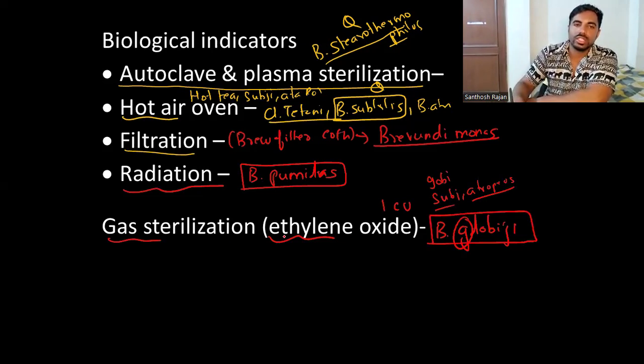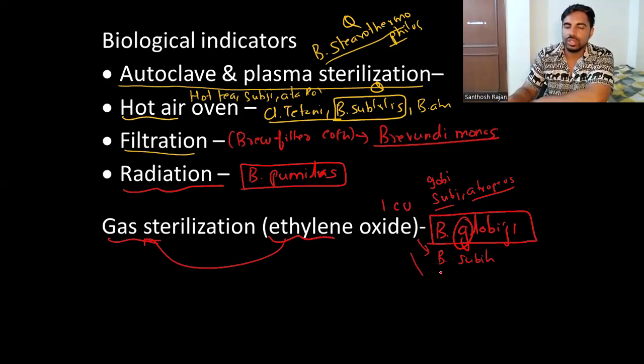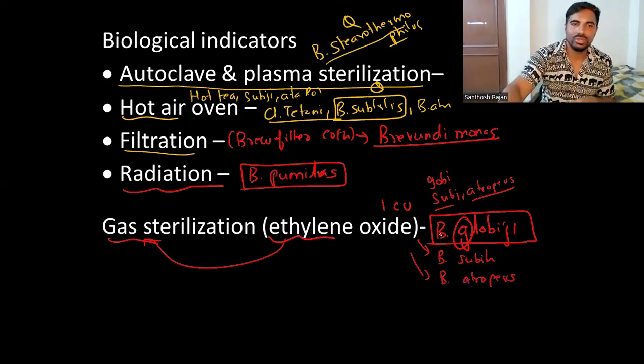That's what Eti got, gas, because she was eating gobi. Also, Bacillus subtilis is fine. Bacillus subtilis and Bacillus atrophaeus also. But the best one would be globigii. That's it. These are the markers, few markers that you shouldn't forget.